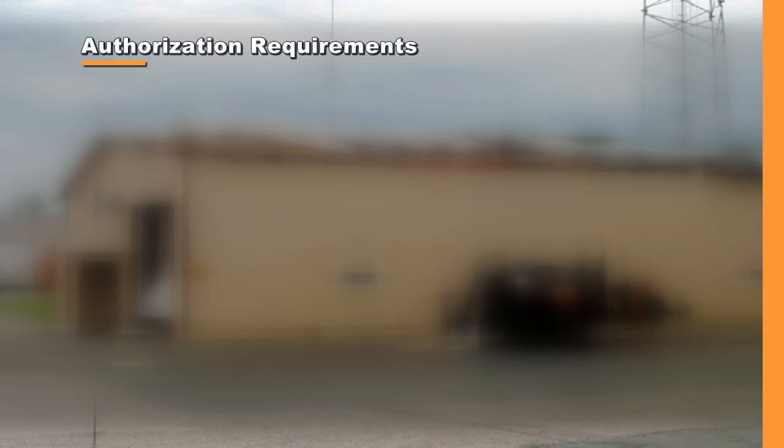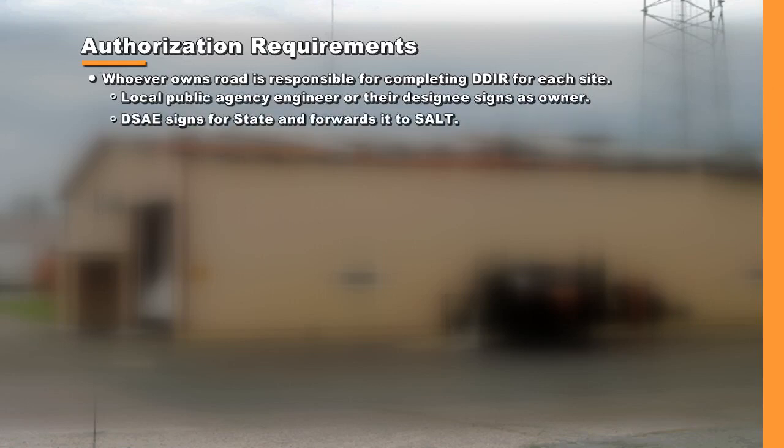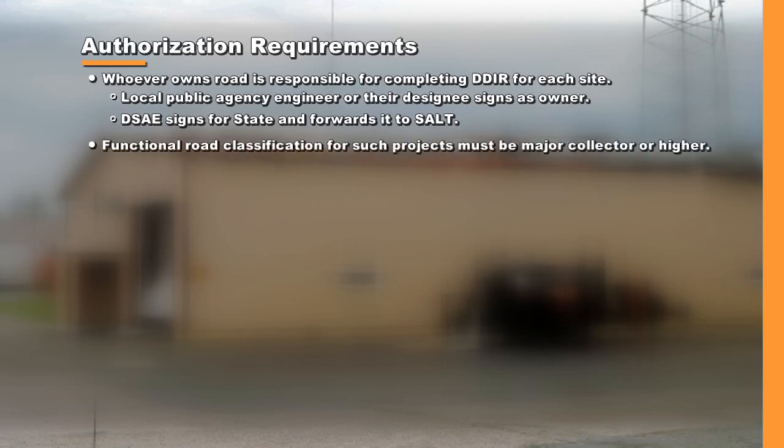Authorization Requirements. Keep these in mind as you pursue reimbursement authorization for your roadways after disaster project. Whoever owns the road is responsible for completing the DDIR for each site. The local agency engineer or their designees sign as the owner of the facility. The DSAE signs for the state and forwards it to SALT. Remember, the functional classification of road for this type of project must be major collector or above.